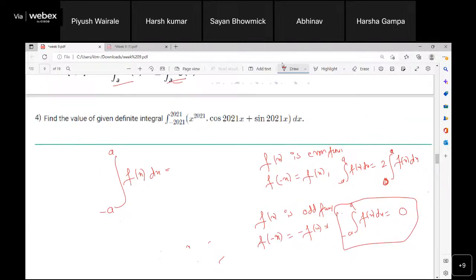This simple thing. Now just try to find out this value. Tell me what is the value of this particular integral. So we have minus a to a here, right? Minus 2021 to 2021. So just check whether my f of x is even or odd. If it is even, then simply take twice of this, and if it is odd, it is directly 0. First, see whether it is even or odd function.